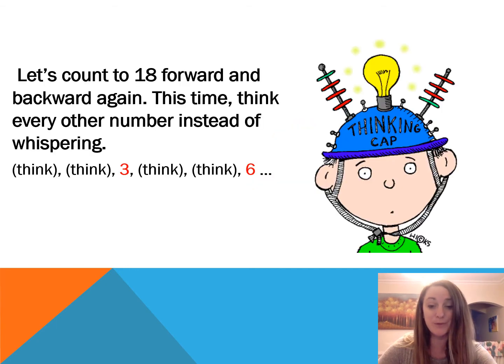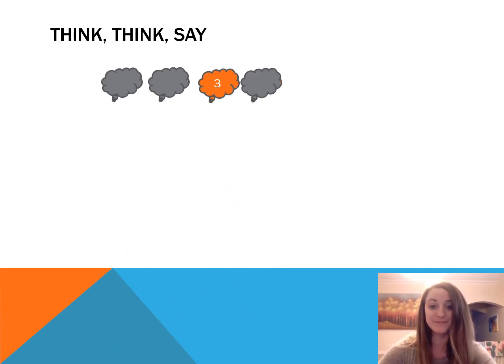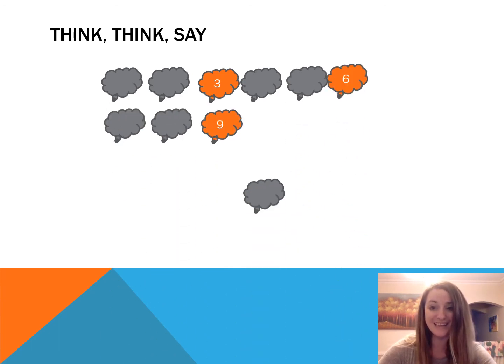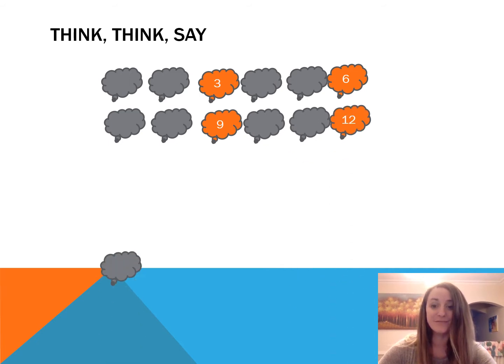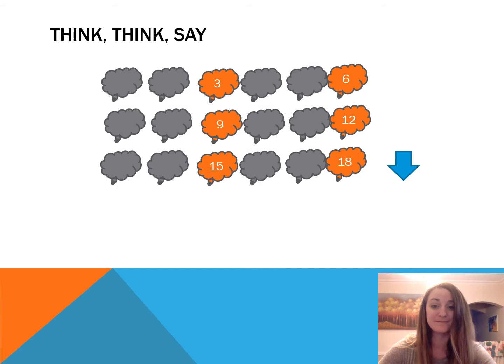Let's count to 18 forward and backward again. This time, think every other number instead of whispering. Think 3. Think 6. For example, let's start together. Think 3, 6, 9, 12, 13, 15. Oh, that's okay. Everyone makes mistakes. 18. Let's count down.